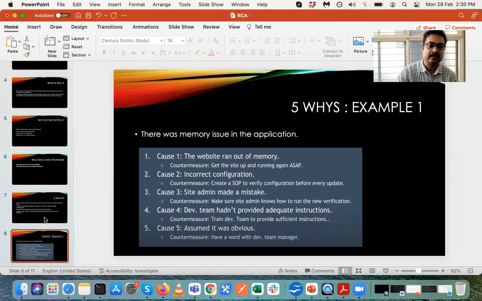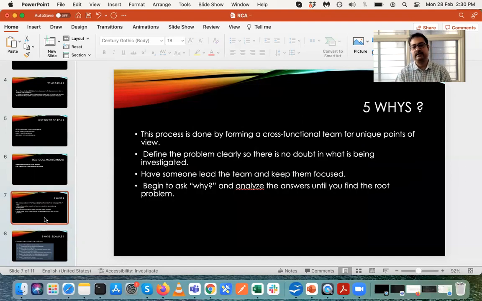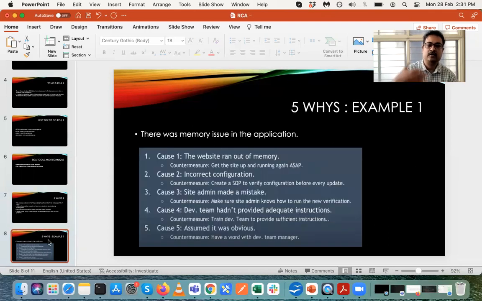By the way, this is how the 5 whys are done: cross-functional teams gather together, like developer, tester, product manager, and they try to find out the root cause. We get ideas from a different set of people, like the CI/CD people, developers, testers, and the project manager should be in the meeting. Once you start asking this question, maybe the project manager will lead the effort. So in this example, there was a memory issue in the application. You ask why, and the website ran out of memory.